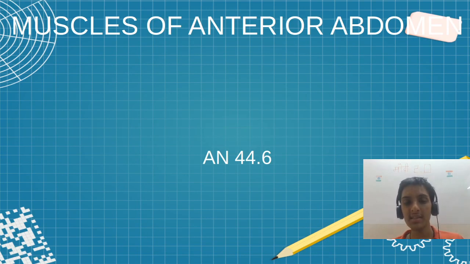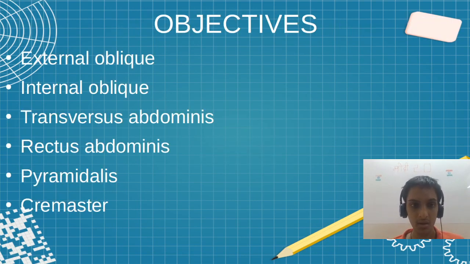Hello friends, in this video we'll talk about muscles of the anterior abdomen. What are the muscles we will see? First, external and internal oblique, then transversus and rectus abdominis, then pyramidalis and cremaster.